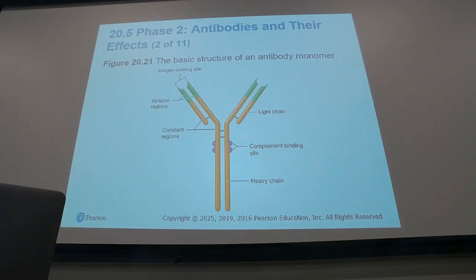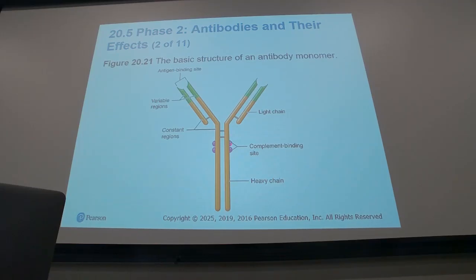Antibodies are proteins that have two polypeptide chains. One is long, called the heavy chain, and one is short, called the light chain. Antibodies have a Y shape with two arms on the top and a stem in the bottom. These polypeptides are held by disulfide bridges in this region, and the light chain and heavy chain are held by disulfide bridges as well in this region.